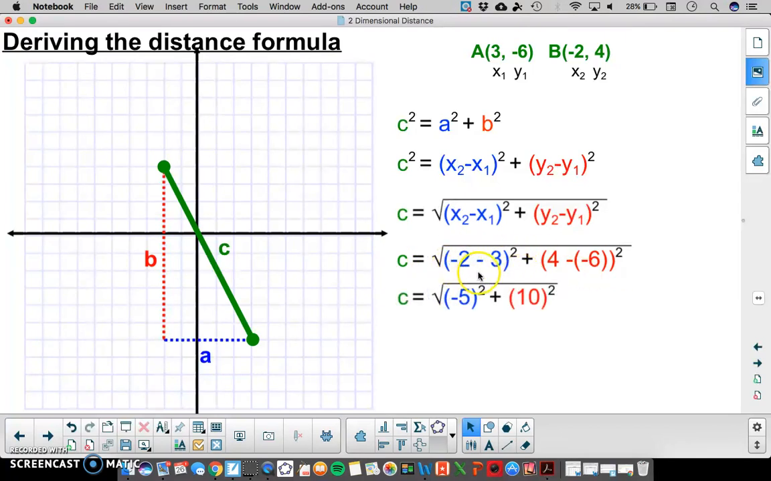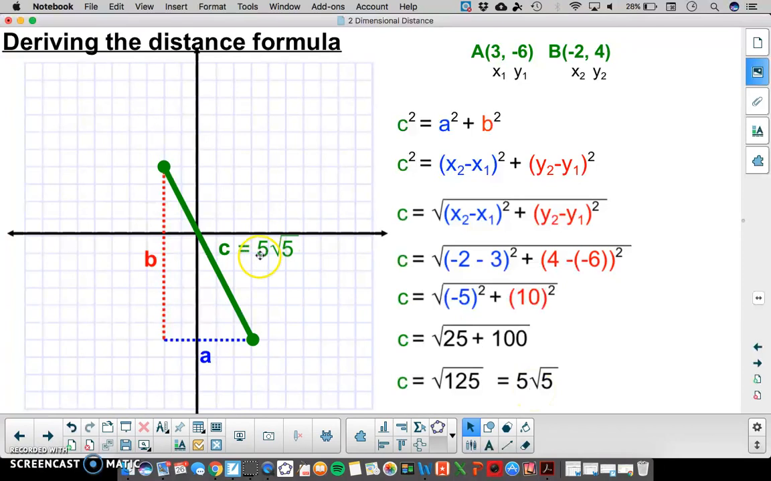From here you just have to follow order of operations. So I'll have negative 2 minus 3, which gives me a negative 5, 4 minus negative 6, which gives me 10. Negative 5 squared is a positive 25, 10 squared is 100. Add those together and you get 125. When you square root that and simplify, you get 5 root 5 as your exact answer. 5 root 5 is the length of that segment.